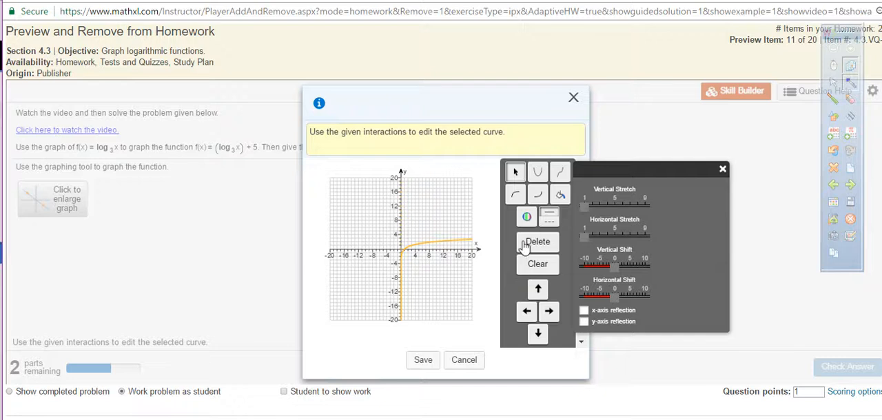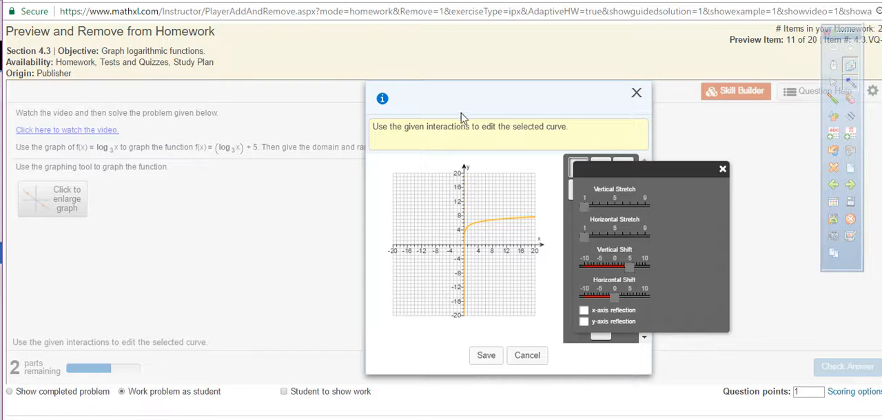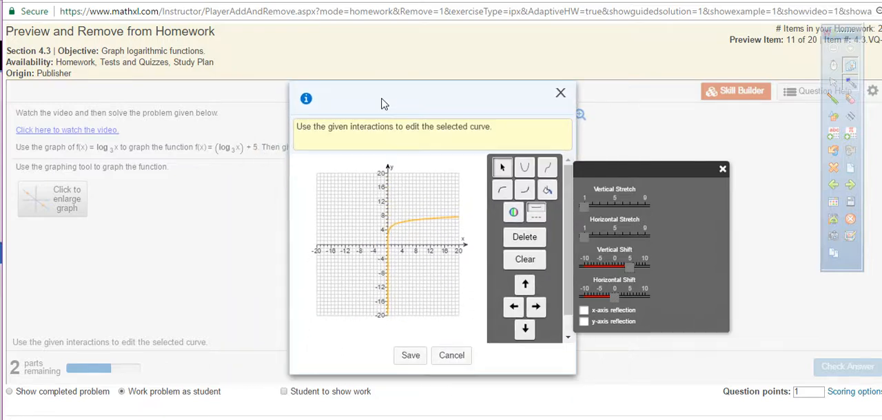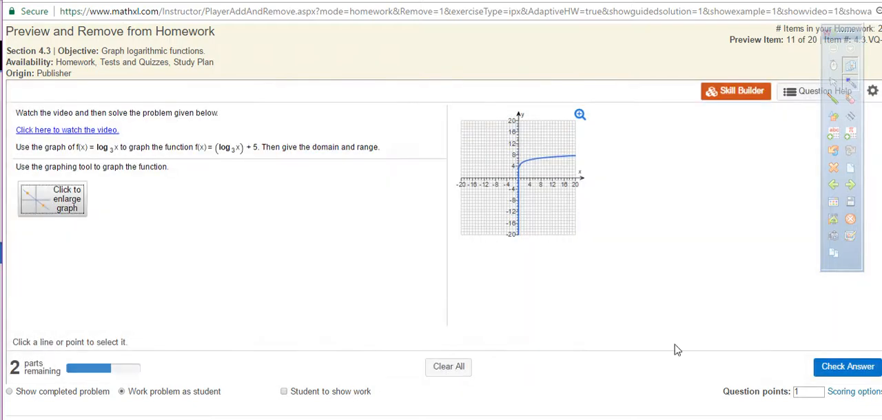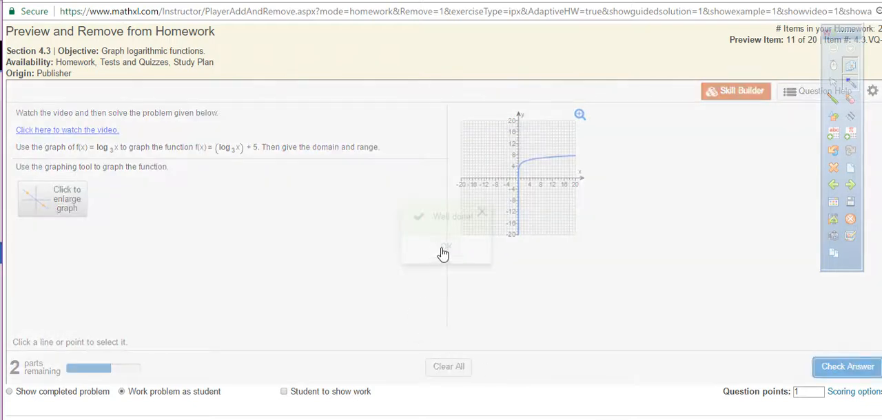We don't have to change anything on this graph. We don't plot ordered pairs. We just know that because of that +5 on the end, it's not a vertical stretch, it's not a horizontal stretch, it's a vertical shift up 5 times. We slide that guy over to 5, we let go. Now, one other thing about this problem is that I believe they ask us, nope, not on this one. So that's all we need. We hit save, check answer, good job.